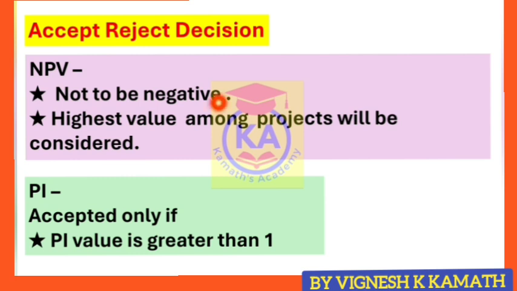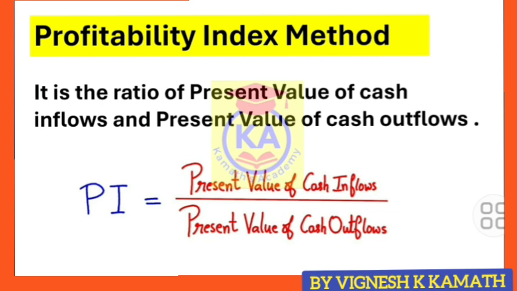Now we'll discuss PI. In PI, a project will be accepted only if the PI value is greater than 1. If any value is lesser than 1, then it will be rejected. If the PI value is more than 1, then it will be accepted. So that's all regarding the accept reject decision. We'll be solving the problems. While solving the problems, we will be able to understand both the concepts clearly.